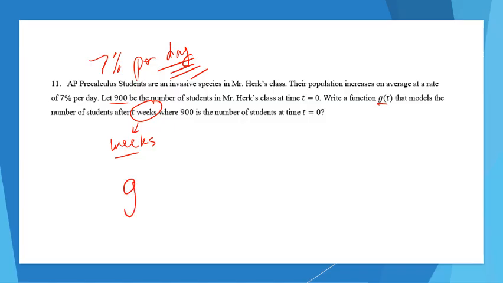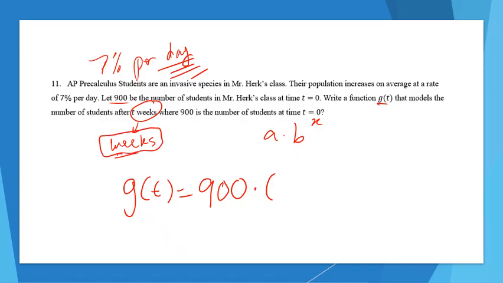So here let's write g of t equals, and then it's going to be an exponential function in this form. So a should be our initial amount. So this is just going to be 900. And then our base is going to be our growth rate per our unit of time, which is weeks. So what is our growth rate for 1 week? That's going to be, if you increase 7% per day, right, each day you multiply by 1.07.